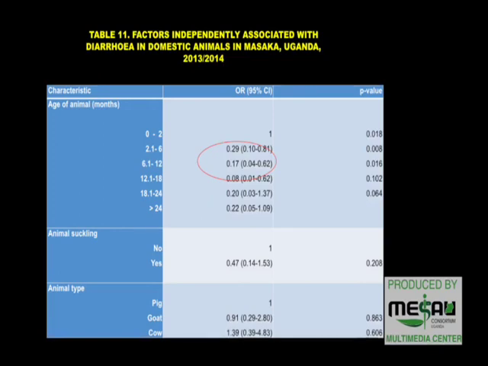On multivariable analysis, when we looked at the factors which we studied as risk factors, we found that the only significant factor was the age of the animals. We found that these three age groups, 12 to 18 months, 6 to 12 months, and 2 to 6 months, which are more than 2 months, when you compare them to the age group 0 to 2 months, were less likely to have rotavirus diarrhea.